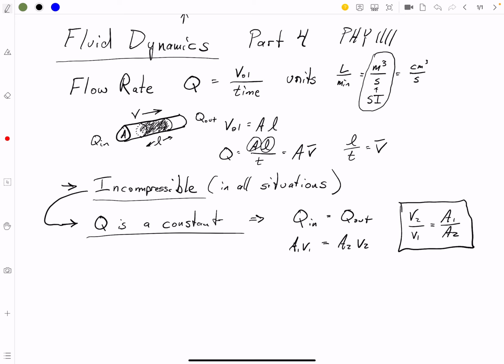And all the equations that go with it. So I don't know, maybe you're looking for A2, right? Maybe you're looking for A2. Well, then it's just A2 is equal to V1 A1 over V2. So a nice simple setup of ratios for us.